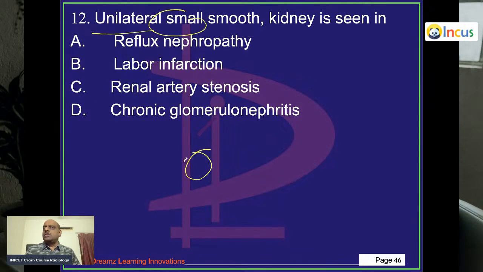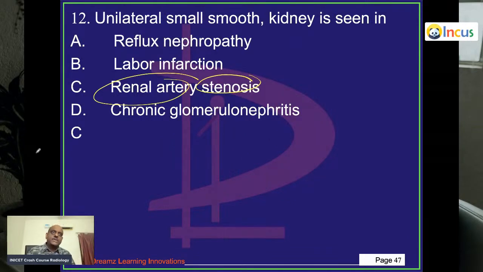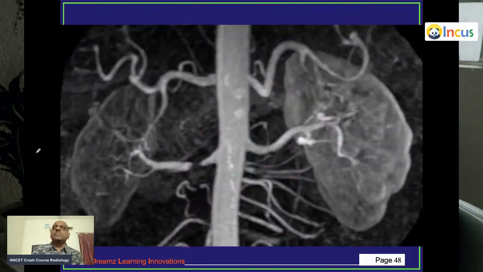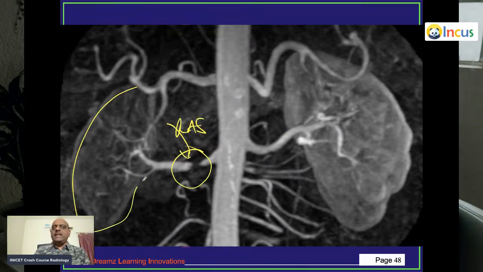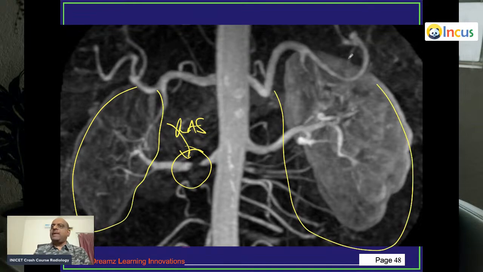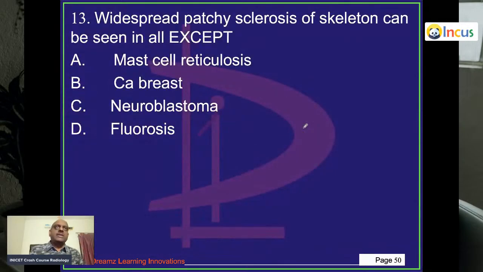Unilateral, small, smooth kidney. Where do we see it? Whenever there is renal artery stenosis, typically there is a unilateral, small, smooth kidney, is what you should remember. So what do you see here, doctor? Renal artery stenosis. Whenever it is there, the kidney becomes smooth and small compared to the normal kidney, whose renal artery is very well perfusing the kidney, is what you need to remember.